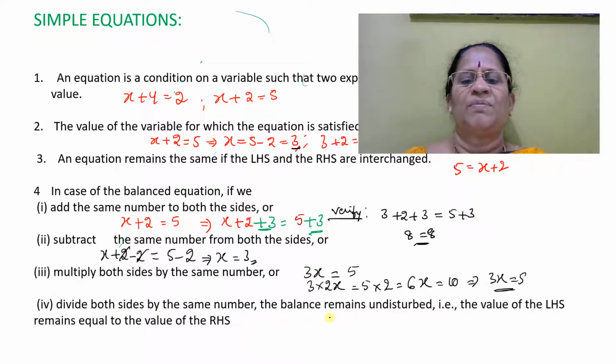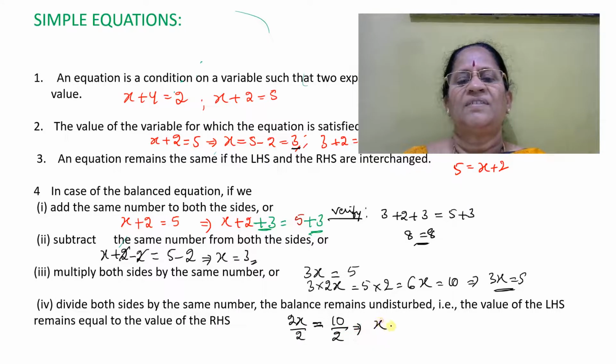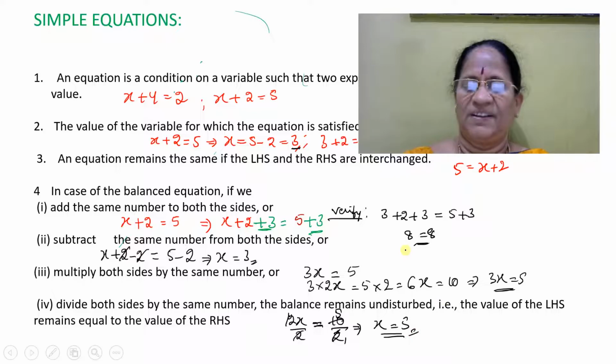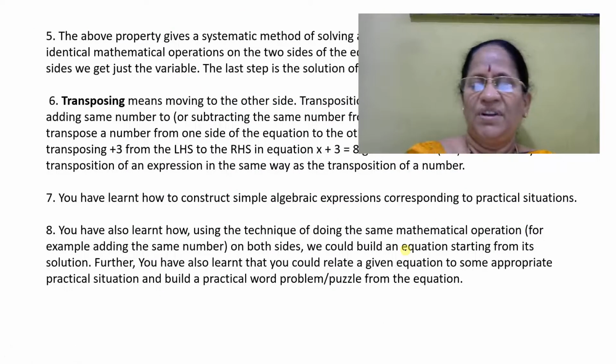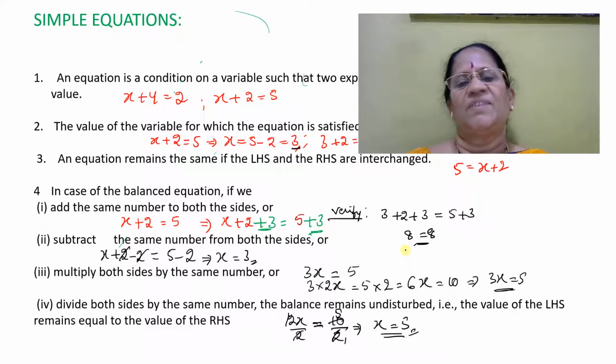Divide both sides by the same number, the balance remains undisturbed. That is, the value of LHS remains equal to the value of RHS. Suppose you have 2x is equal to 10. Now when you divide both the sides by the same number, say 2, then 2 will get cancelled, 2 1s are 2, 2 5s are 10. So x is equal to 5. We will follow this while simplifying equations, children.